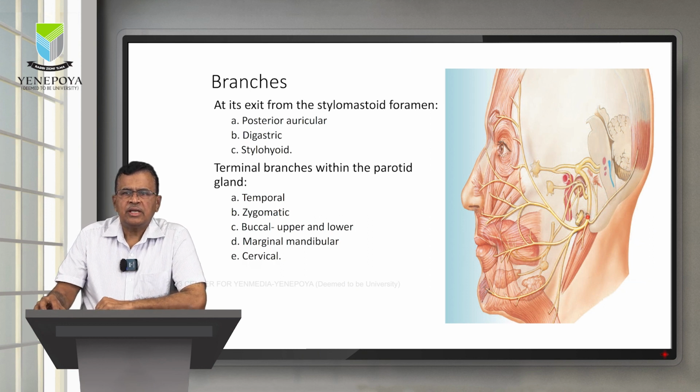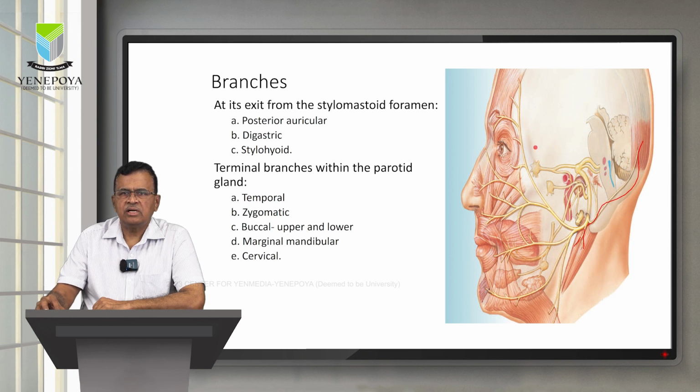The extracranial part of the facial nerve also gives three more branches. This is the posterior auricular branch of the facial nerve, which is going to run upwards and backwards behind the pinna of the ear to supply the occipital belly of the occipitofrontalis. And this is the branch to the posterior belly of the digastric and stylohyoid.